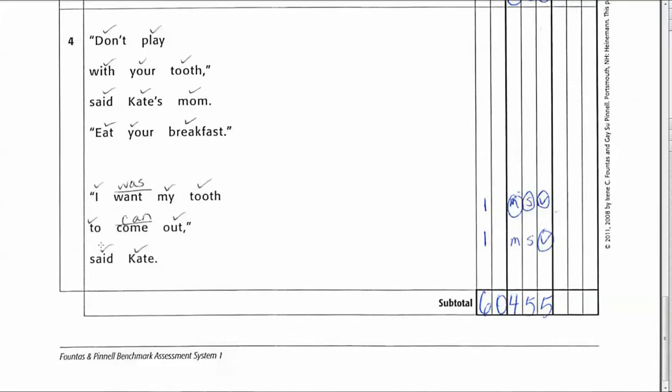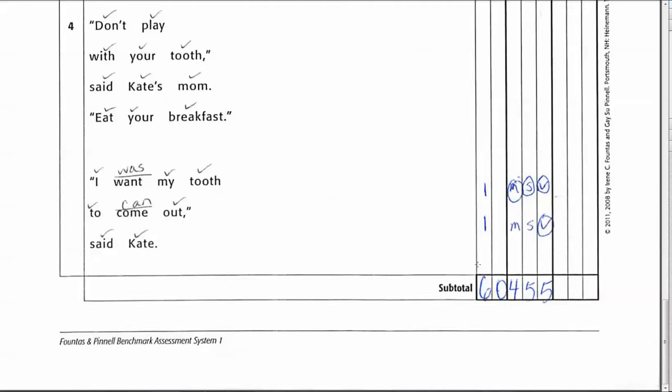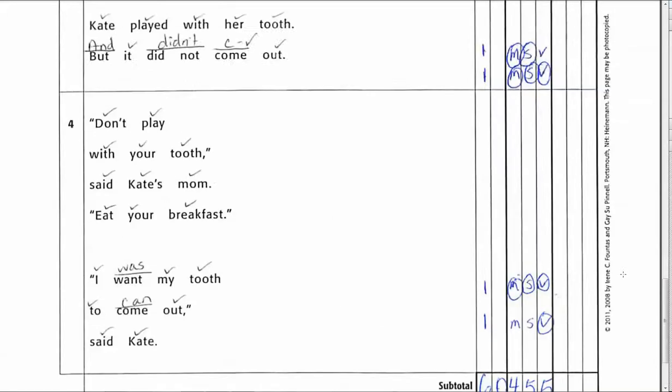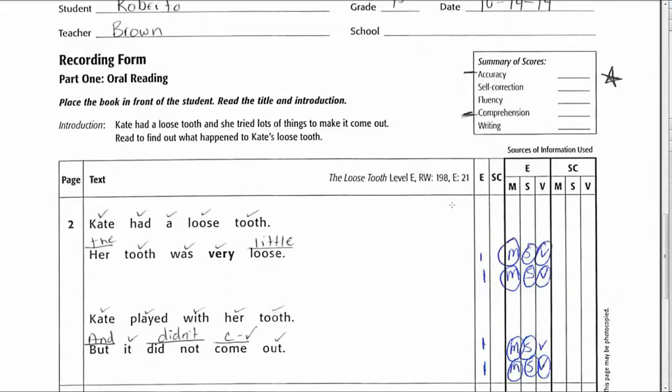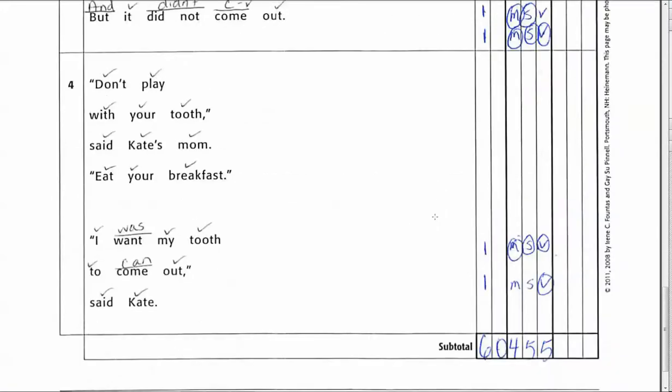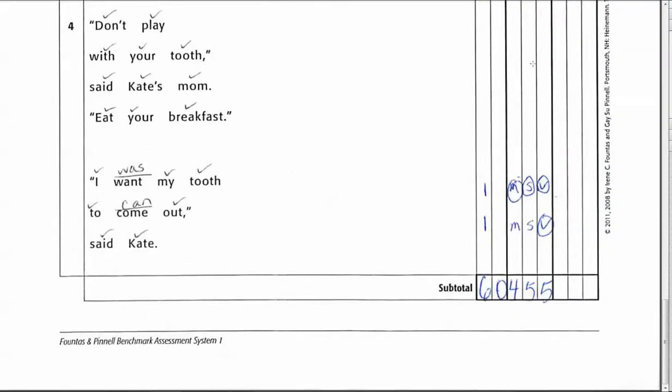I was my tooth to can out. To can. Does it make sense? No. Does it sound right? No. Are there any visual similarities? Yes. And again, I have totaled up. There are 6 errors, no self corrects, 4 meaning, 5 structure, and 5 visual cues used, as a way that the student is using this information to negotiate the text.